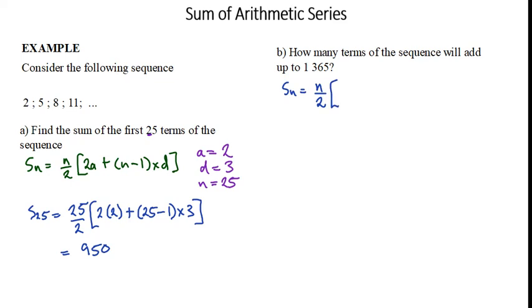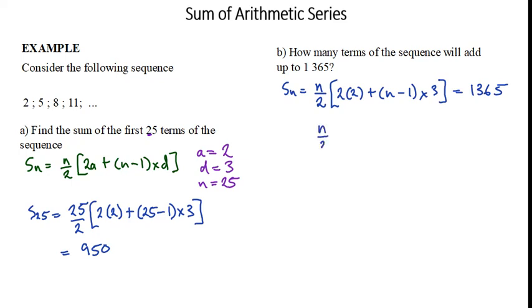But we know that a is 2. The first term of the sequence is 2, plus we need to work out n, but we know that the common difference is 3, so we're just going to substitute that. And whatever we do here should equal 1365. Now we need to simplify this and derive an equation from it.